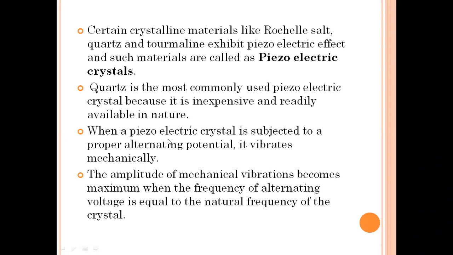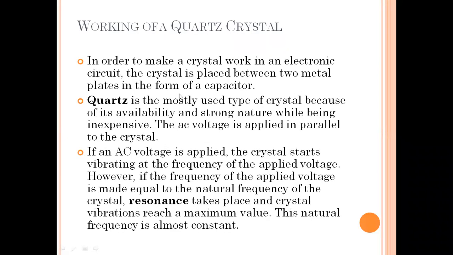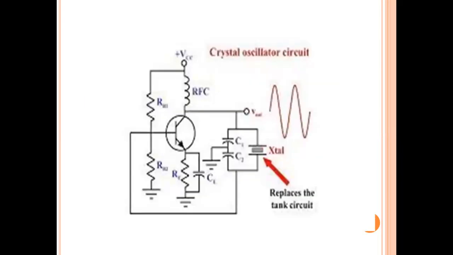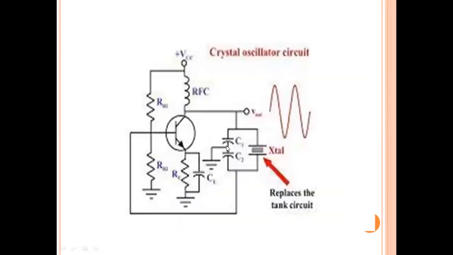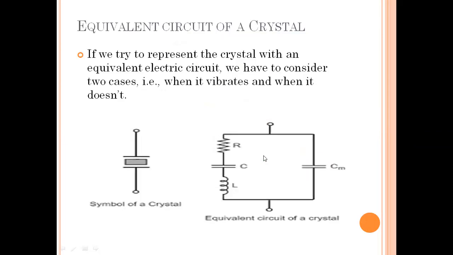Next, how does the crystal oscillator work? We get the maximum oscillations when the frequency of the voltage applied at the crystal is equal to the frequency of the crystal. And this is the equivalent circuit.